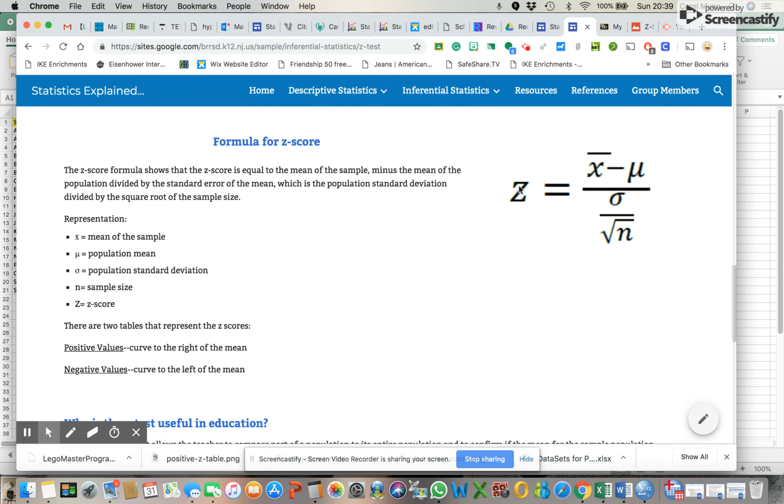So over here, Z-score equals, we have the mean of the sample minus the mean of the population. Then you divide it by the standard error of the mean, which is the population standard deviation divided by the square root of the sample size.